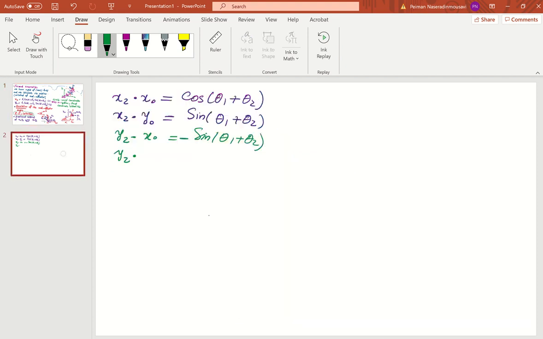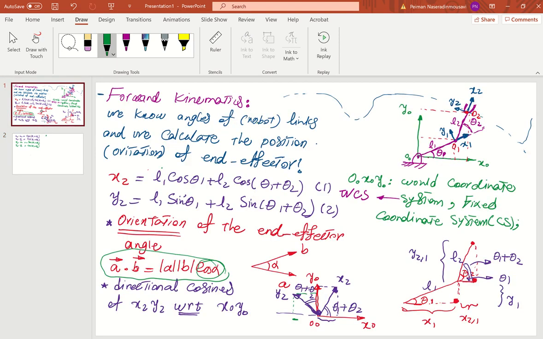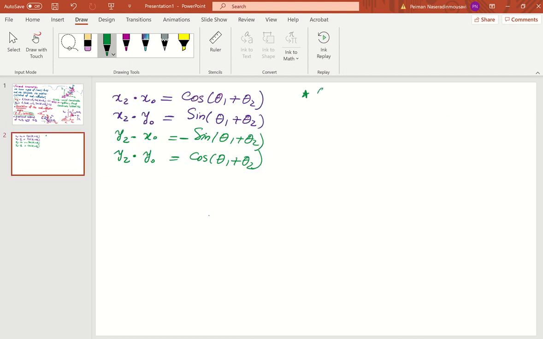Okay. So, and the y0 is going to be cosine of theta 1 plus theta 2. Understand? Yep. So if I want to summarize, we found by the forward kinematics the positions of the end effector based on the angles. Now we want to find the orientation matrix of the end effector with respect to the world coordinate system.